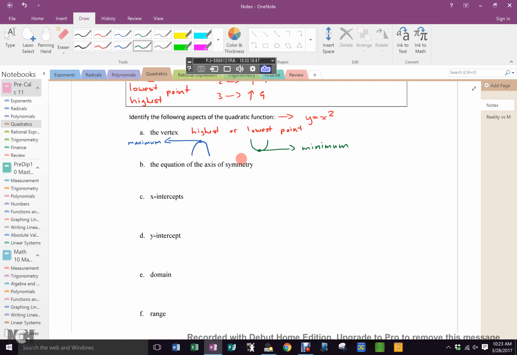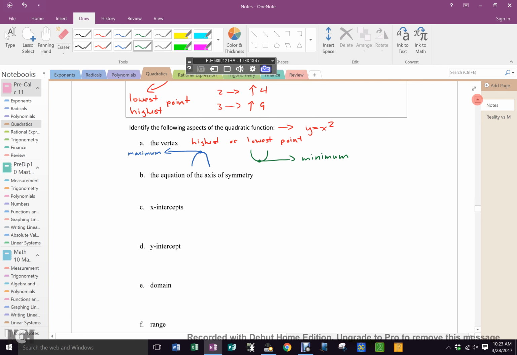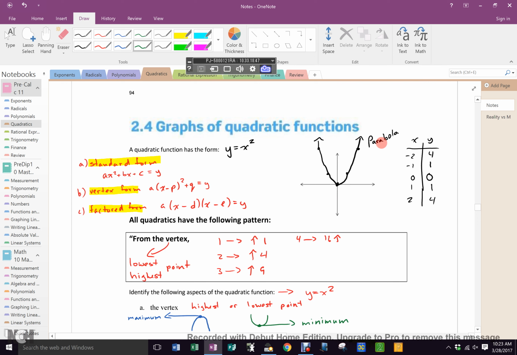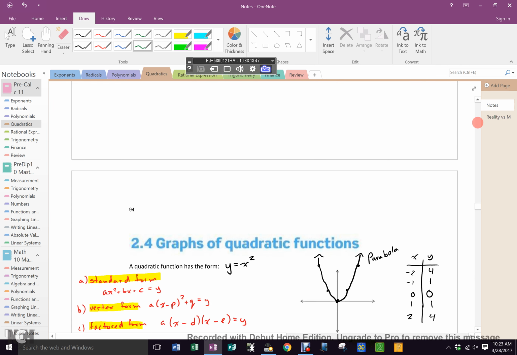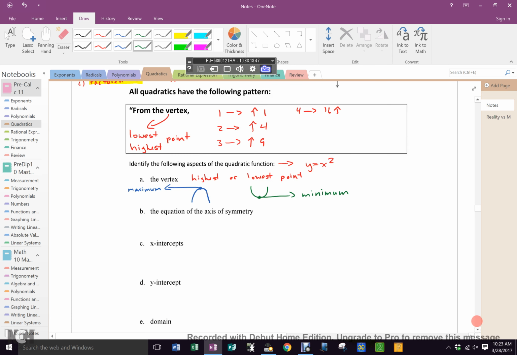So symmetry means it's the same on both sides. So where in our parabola does that line live? It goes right vertically through the vertex. Okay? So the first thing we need to talk about is the axis of symmetry. And that is the vertical, please highlight vertical line through the vertex. So that's what the axis of symmetry is.